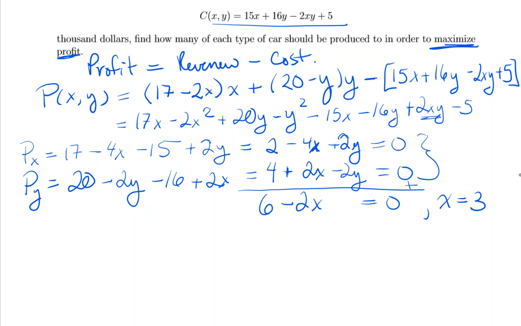And then I just have to go back to one of these equations and solve it for y. I'm going to randomly pick the bottom one because it's the closest. 4 plus, now remember x is 3, so 2 times 3 gives me a 6, minus 2y is 0. So you add your 4 and your 6 together and get 10. Subtract that over to the other side, divide by negative 2, and establish for yourself that y is 5. Congratulations, we have a critical point to check.